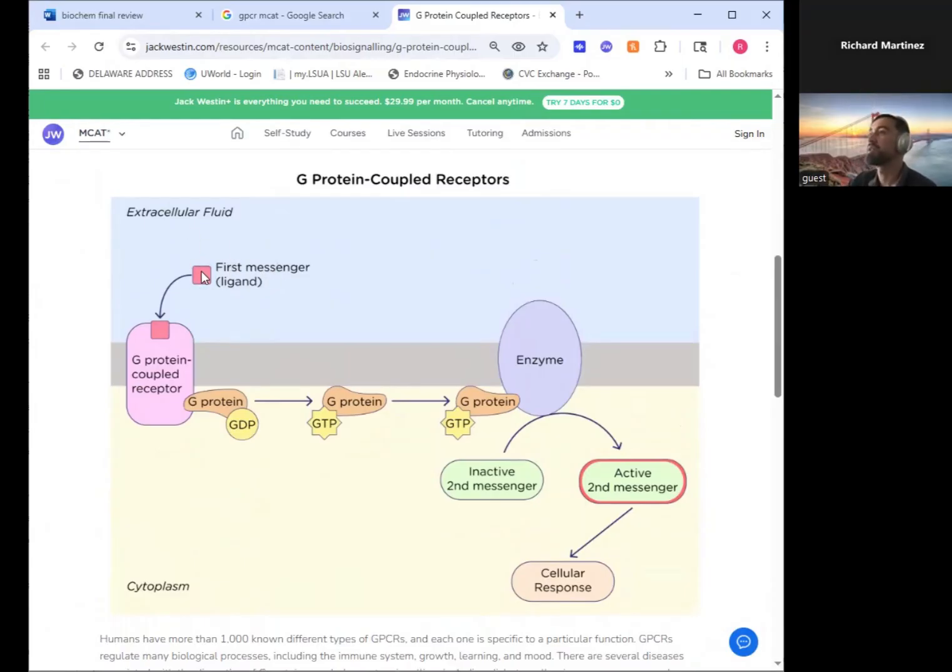Okay, look, ligand. Anyone. First messenger binds. Okay, this is the same thing. 7 transmembrane. Ligand binds outside, activates GPCR, G protein coupled receptor. Okay, GDP turns to GTP. Okay, binds the enzyme. Inactive second messenger, active second messenger. Cellular response. Cytoplasm. Got it? Yeah, just think epinephrine, glucagon. Yeah, you guys got it?